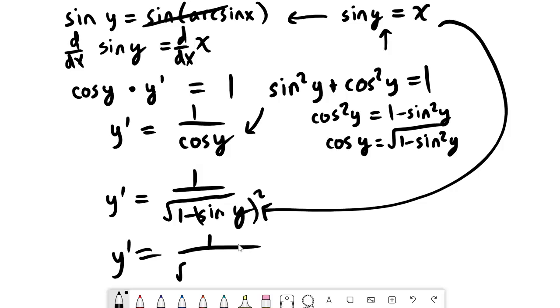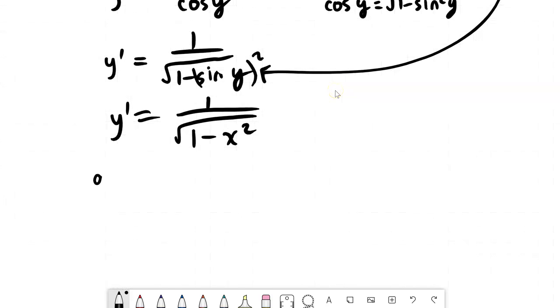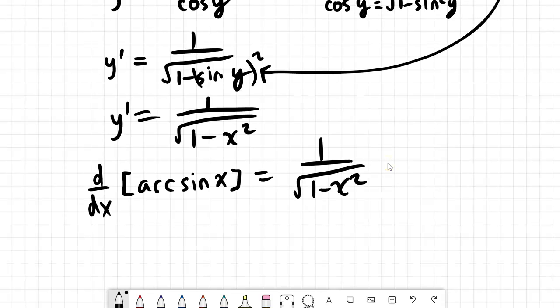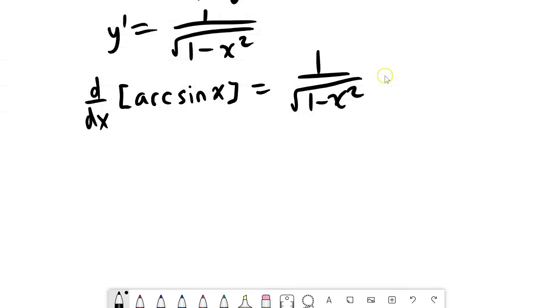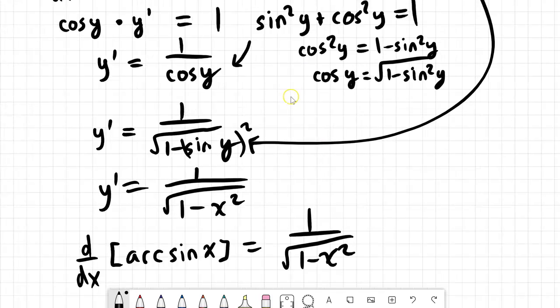So y prime is equal to 1 divided by the square root of 1 minus x squared. Yeah, and this is a very weird formula, right? This is the derivative of arcsine of x with respect to x. It's a very weird formula, so it's kind of weird to memorize. But you do actually have to memorize this one, or if you really don't want to memorize this, you can go through this whole proof. So it's your choice.